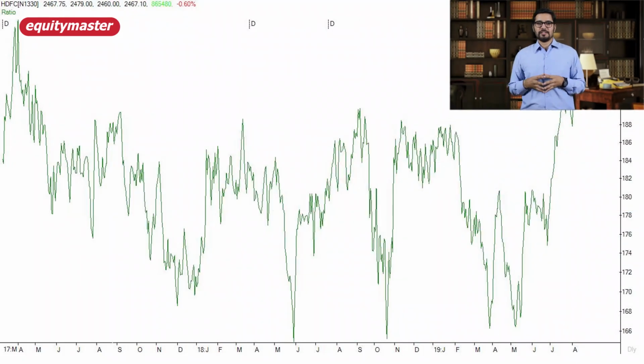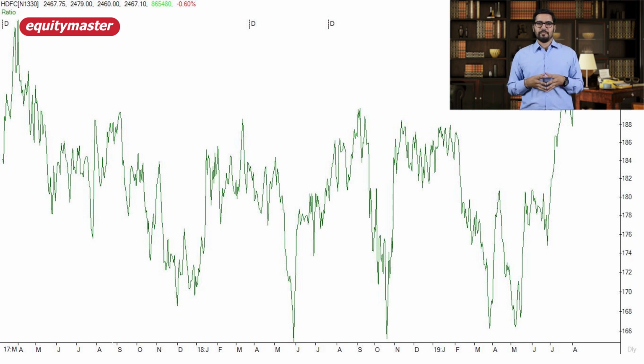Now ratio charts are just like your normal price charts. Even they trend. But ratio charts are far more cyclical. You would find that they revert to the mean more often than your regular price chart. So as you can see in this chart, this is a ratio chart of HDFC and HDFC Bank between 2017 to 2019. As you can see on your screen, the ratio moves in a range.